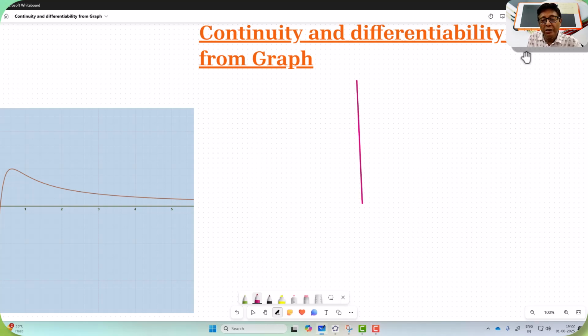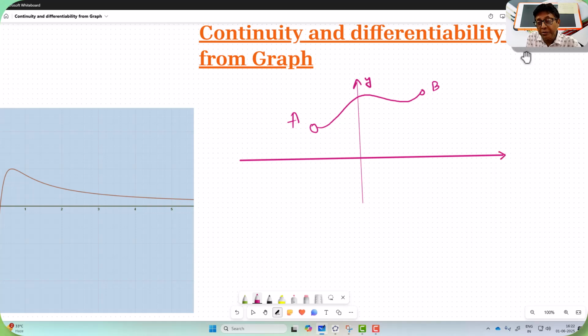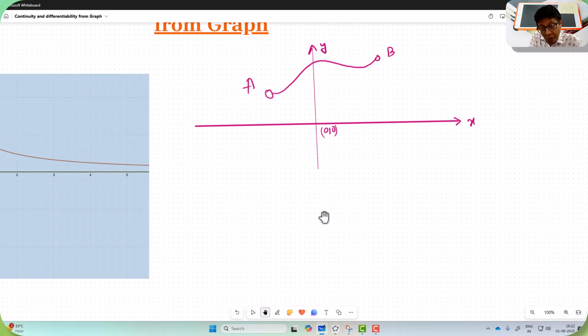If I draw the graph of a function like this, between these 2 points the graph is continuous. You can draw the graph of the function without lifting your pen or pencil. Every point between A and B we are able to draw the graph of the function. No specific function I have taken. Continuity means we will be able to draw the graph, or continuity of the graph of the function.